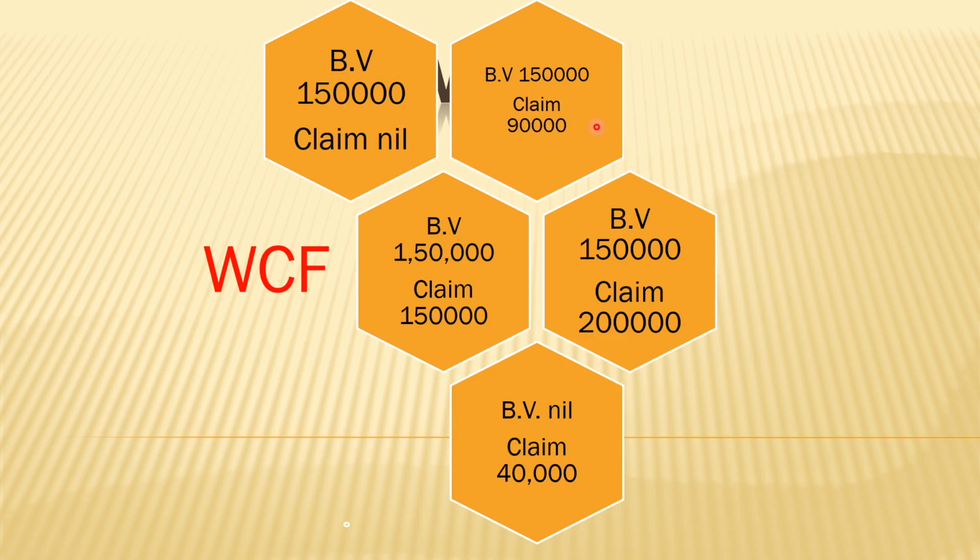Now the second situation: a claim arises from the worker side of 90,000. Claim means liability of 90,000. That liability you have to transfer to realization account, workman compensation fund by side 90,000, and the remaining 60,000 you can transfer.